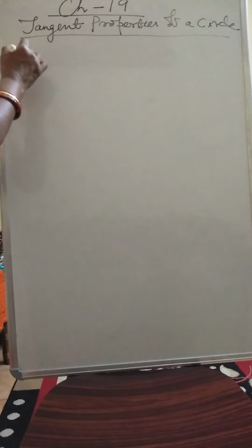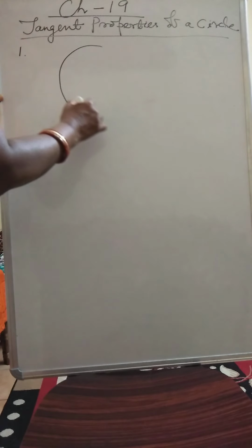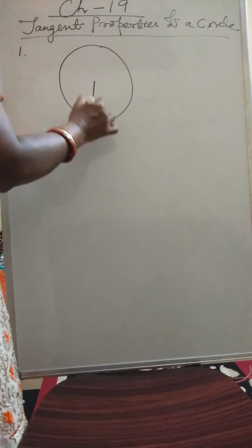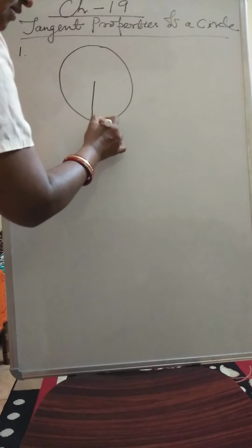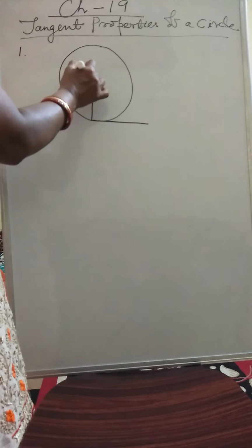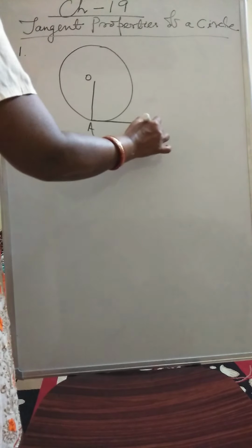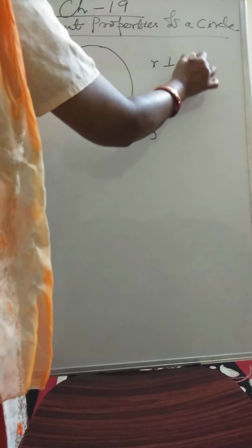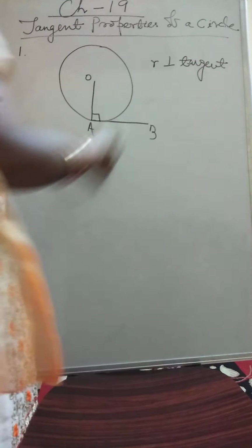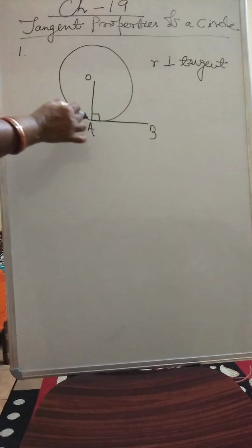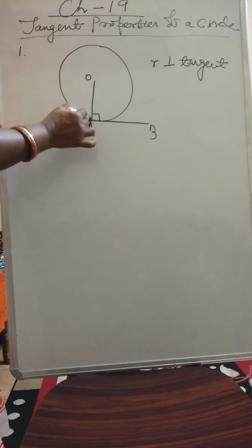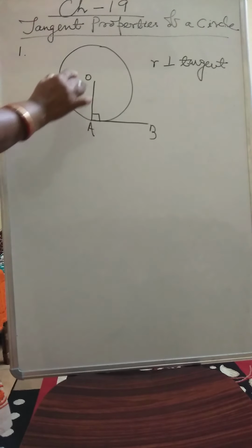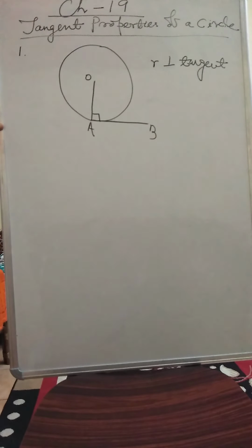First one is, if this is a circle, this is a radius, this is known as tangent. First property is, radius is perpendicular to tangent. What is tangent? Tangent is the line joining one and only one point is known as tangent. So here radius is perpendicular to tangent.